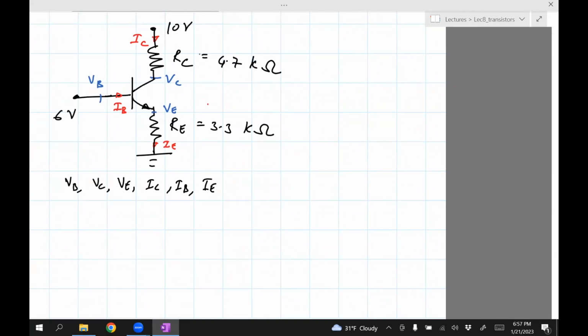So looking at this figure, we have 10 minus VC equals ICRC. That's between this and this. The voltage drop between 10 and VC is the voltage drop across RC. Then we have 6 volts should be equal to VB because there's no resistor. So 6 minus VB is 0. Then we have VE and 0. So VE minus 0 should be equal to IE RE.